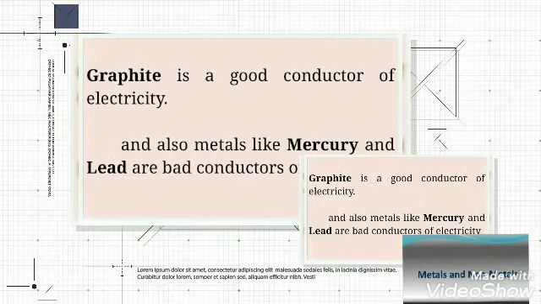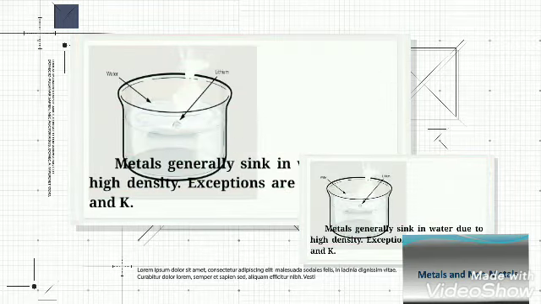And graphite is a good conductor of electricity. As you know, graphite is a form of carbon which is a non-metal. Actually, non-metals are bad conductors of electricity. And here, metals like mercury and lead are bad conductors of electricity. Actually, metals are good conductors of electricity.